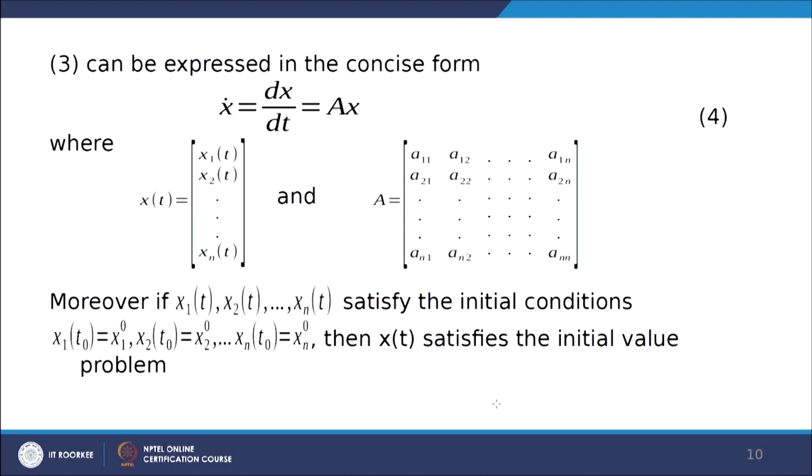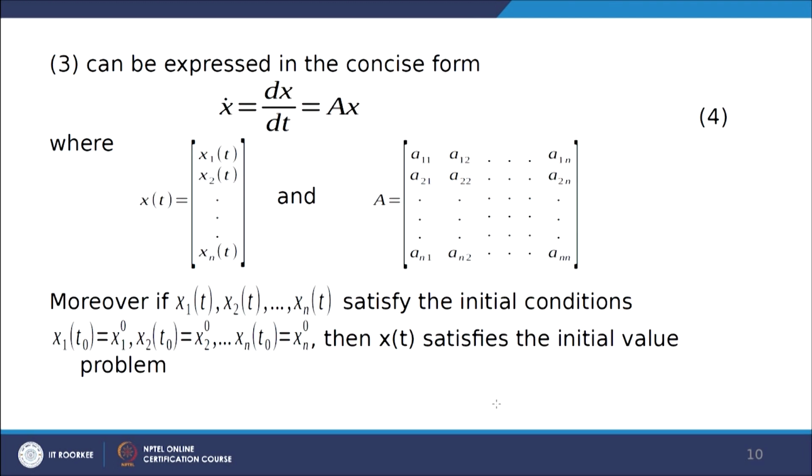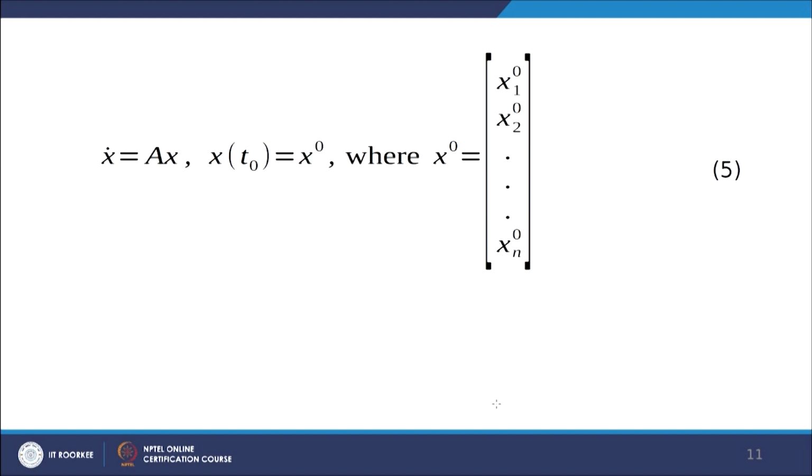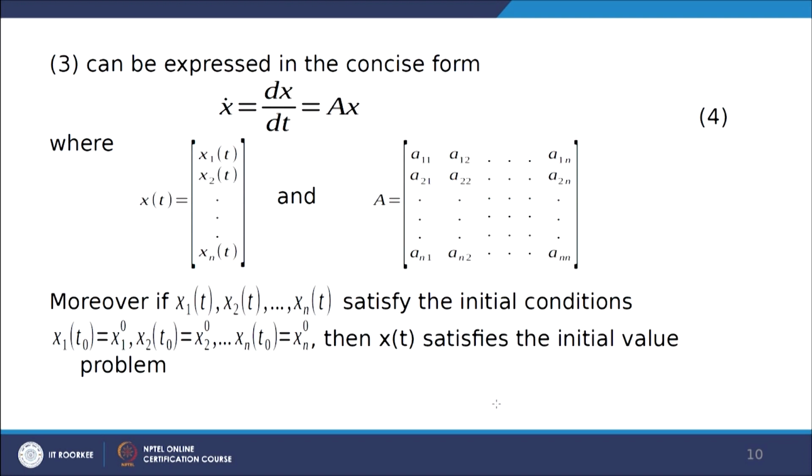Now, this system, which we are writing as equation 3, can be expressed in a concise form. You can see if the number of equations is very large, if n is very large, then it will be very cumbersome to write these equations. So, we can write them in a concise form using vector notation.